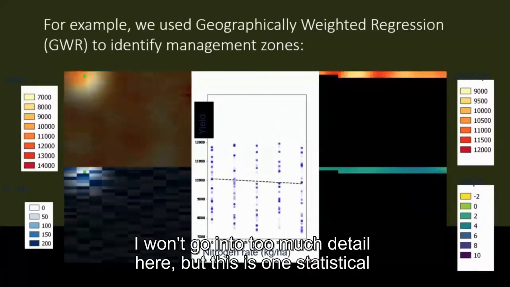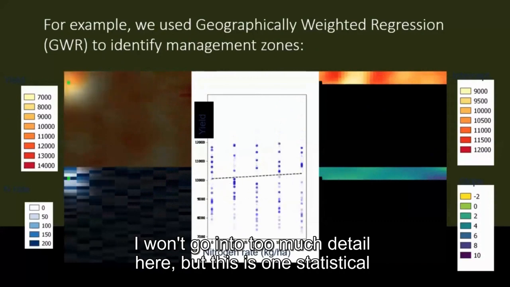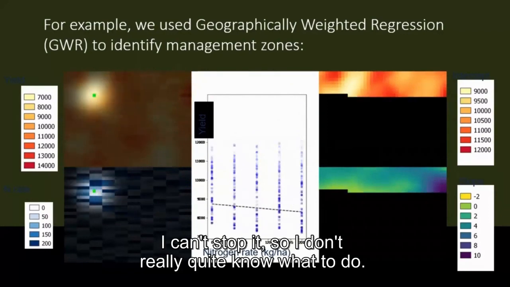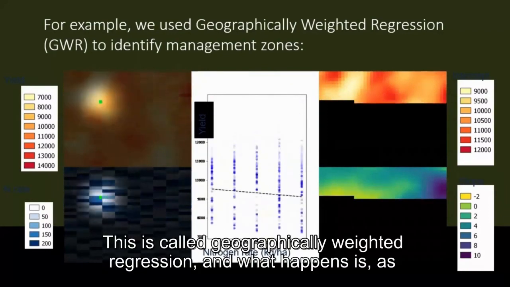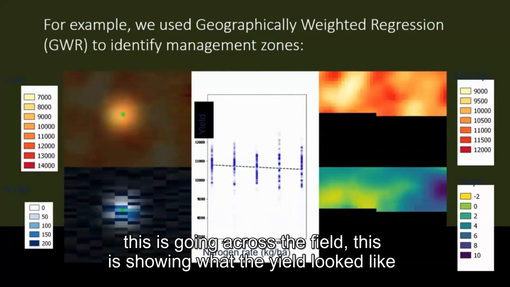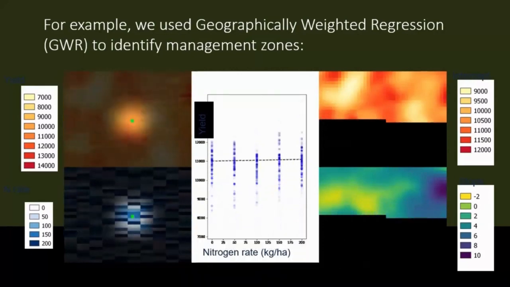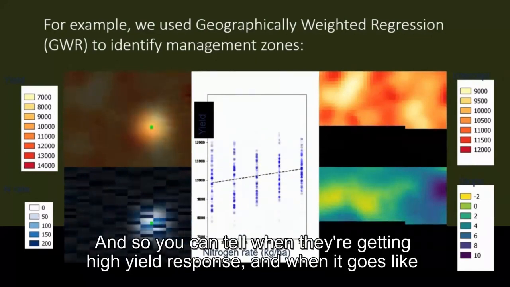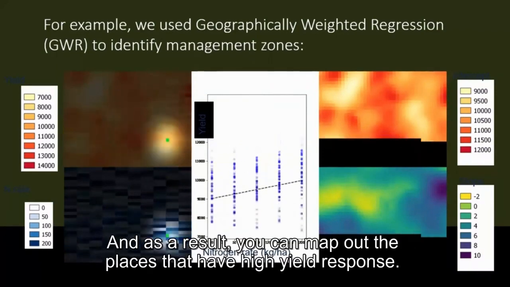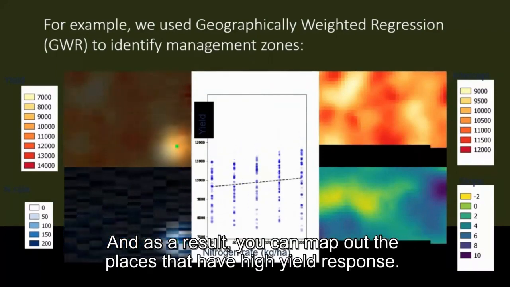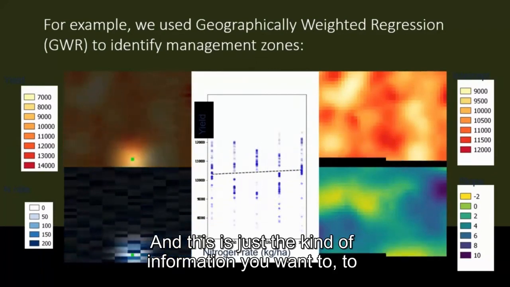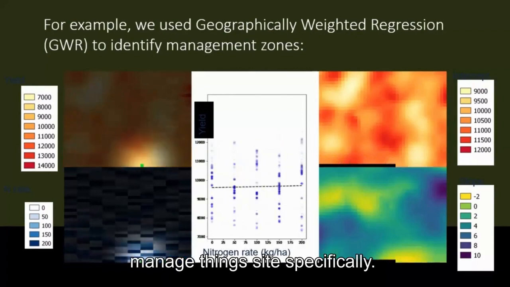All right. I won't go into too much detail here, but this is one statistical method that might be used. This is called geographically weighted regression. And what happens is, as this is going across the field, this is showing what the yield looked like in the neighborhood of that field. And so you can tell when they're getting high yield response, and when it goes like this, you're getting low yield response. And as a result, you can map out the places that have high yield response and the places that have low yield productivity. And this is just the kind of information you want to manage things site specifically.